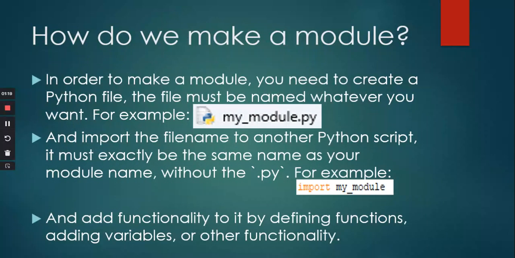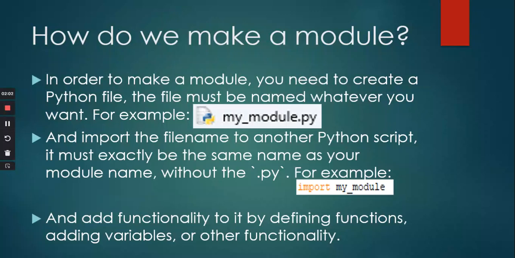Now, how do we make a module? It's possible to make your own module, but to make it you need to create a Python file. You can name the Python file whatever you like. For example, here is my_module with an underscore. This cannot contain spaces, because otherwise Python won't recognize the module and it will give you a module not found error. That type of error occurs when a module isn't installed in Python, or sometimes does not come installed by default.